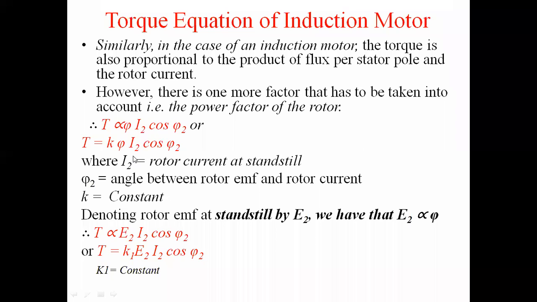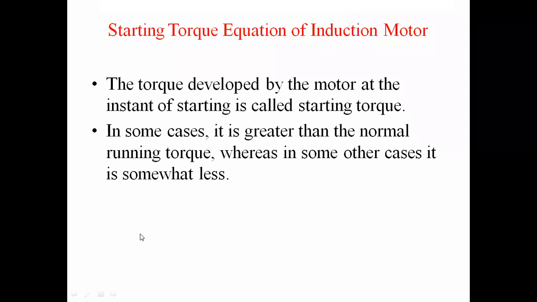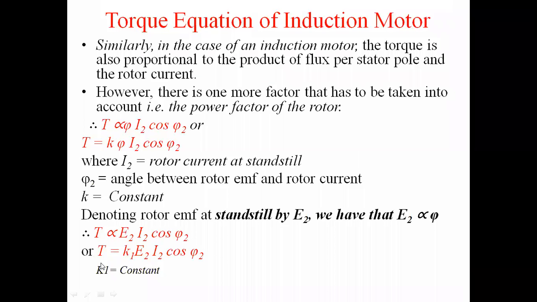And here suppose I consider the rotor EMF as E2 at standstill conditions. So we will get the equation as T proportional to E2 I2 into cos φ2. The torque equation of the induction motor is torque proportional to E2 I2 cos φ2, or simply T equals K1 into E2 I2 cos φ2, where K1 is a constant. Okay, so this is the basic equation of the torque for the induction motors.